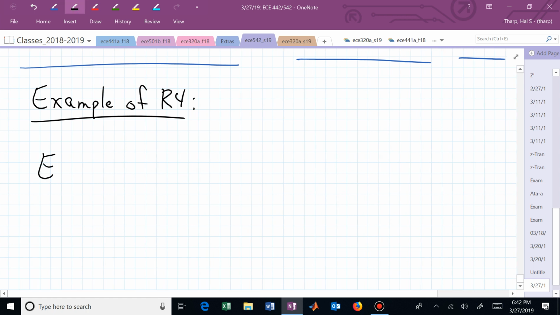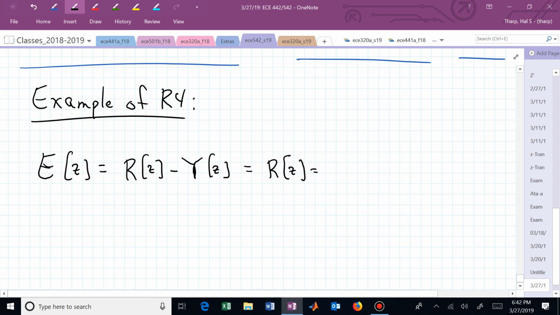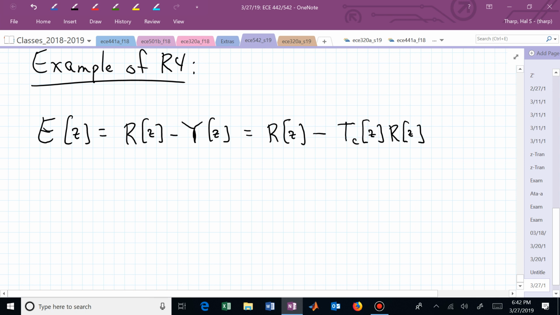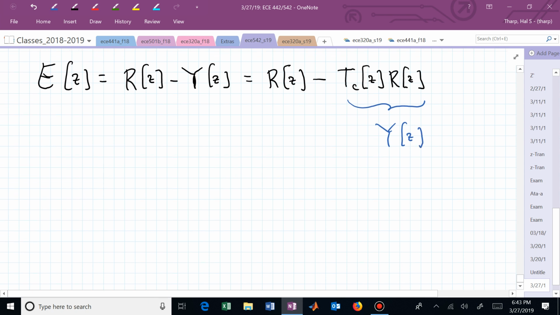If we now look at the error in that previous block diagram, that was the reference signal R minus the output Y. That's E of Z. But we know what Y of Z equals as a function of R. That's just T sub C times R. So this is now minus T sub C of Z, R of Z. So now we see that E of Z is in fact 1 minus T sub C of Z times R of Z, the input.